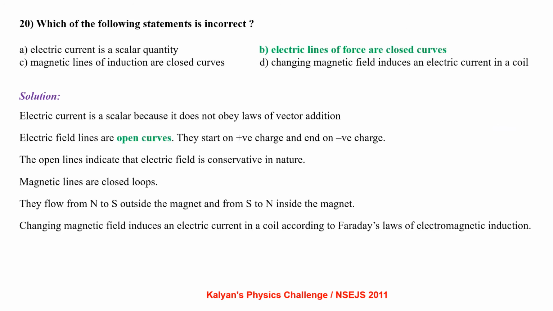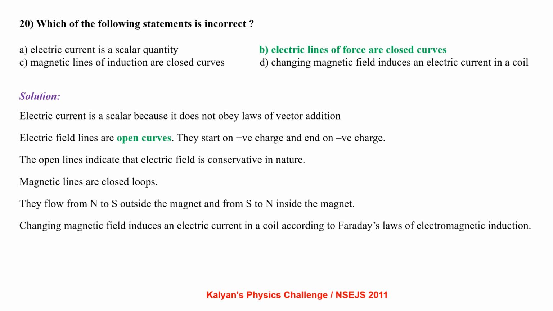Which of the following statements is incorrect? Electric current is a scalar quantity. Electric lines of force are closed curves. Magnetic lines of induction are closed curves. Changing magnetic field induces an electric current in a coil. Electric current is a scalar quantity because it does not obey laws of vector addition.